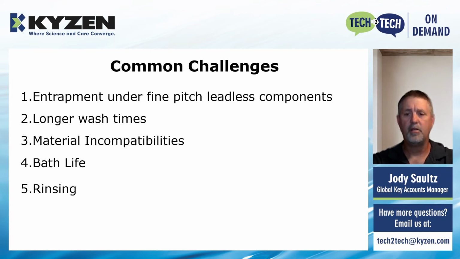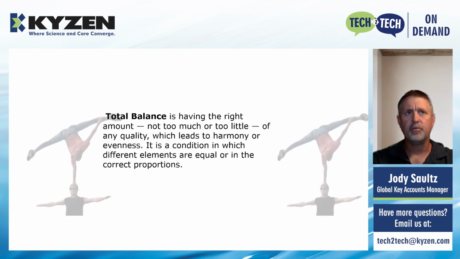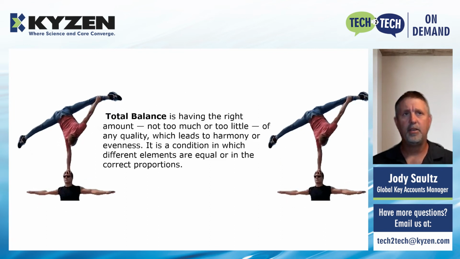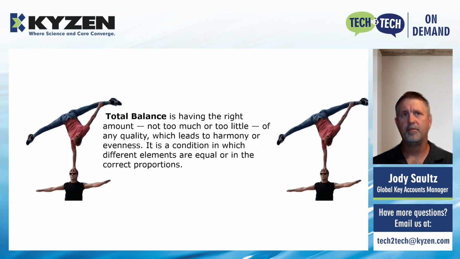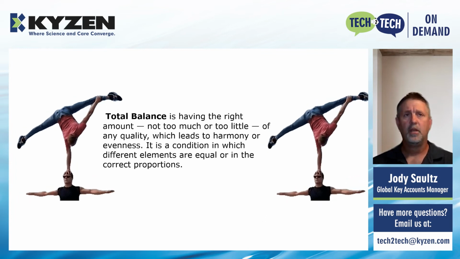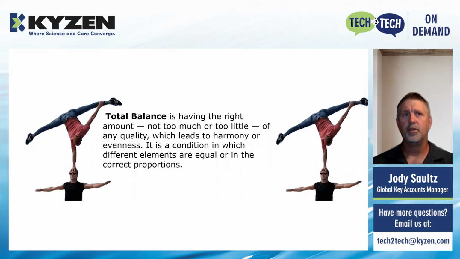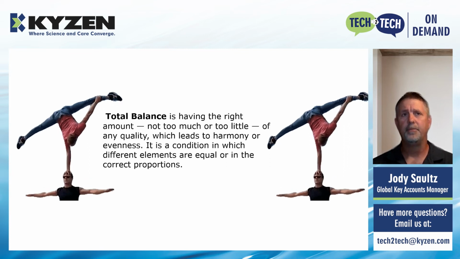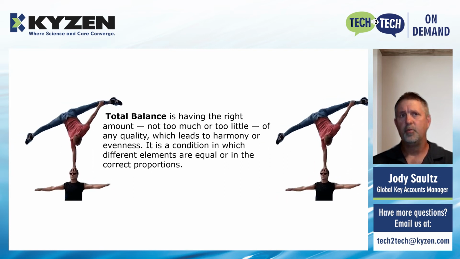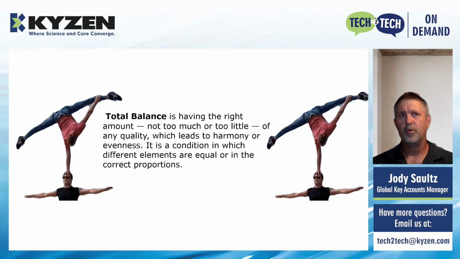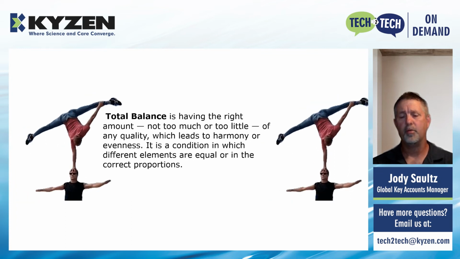It needs to last very long, if possible. And then, you know, rinsing: is it ionic or is it organic? These are just some of the things you really need to look at. But at the end of the day, total balance is having the right amount of, not too much, not too little of the quality, which leads to harmony and evenness. It is a condition in which different elements are equal to or in the correct proportions.